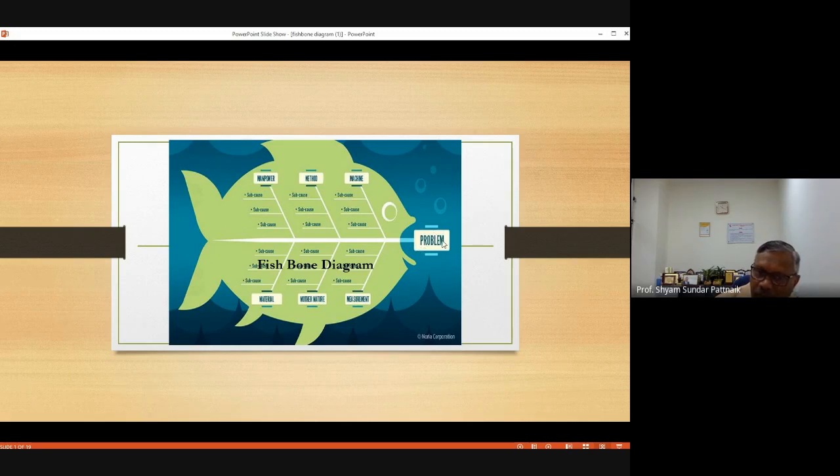So remember, the problem will be here. The key indicators are the main points of the fish bones, like machine, measurement here. Then each main point will have sub causes. That is the way you have to proceed.